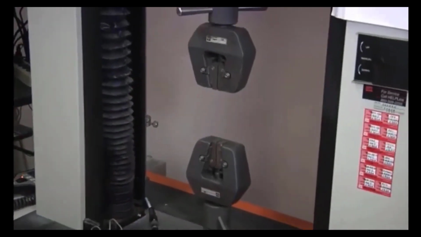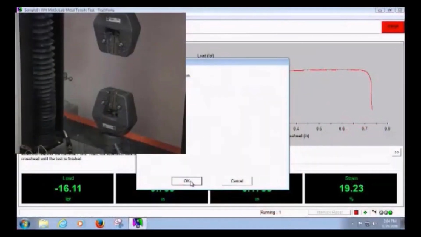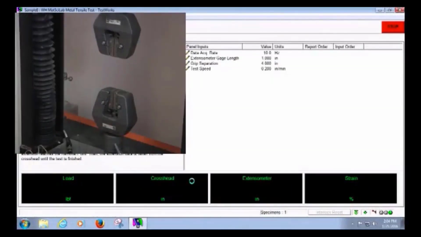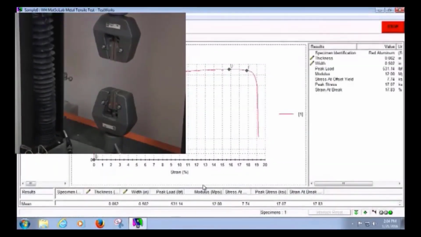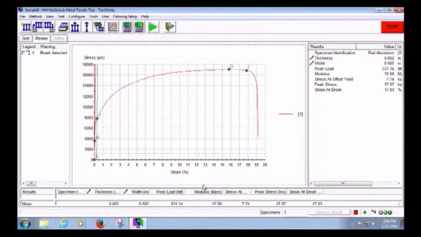Now we can return the crosshead, click OK, and the software automatically takes us to the review screen where we see our stress strain curve, and there's a number of points on there, and we'll look at that in more detail once we get all of the data in place. So now I'm going to load up the next specimen and run the remaining tests.